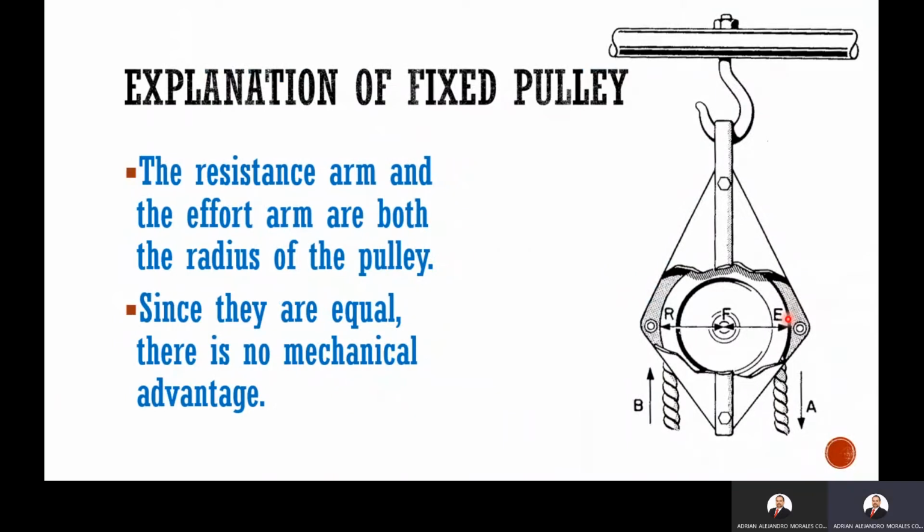One way to explain a fixed pulley is that the resistance arm and the effort arm are both the same radius. As you can see, they are equal, so there's no mechanical advantage. You can see the radius of the pulley, the same radius of the arm. So we're talking about the same thing. So in this case, there is no mechanical advantage, or it's going to be equal to 1.